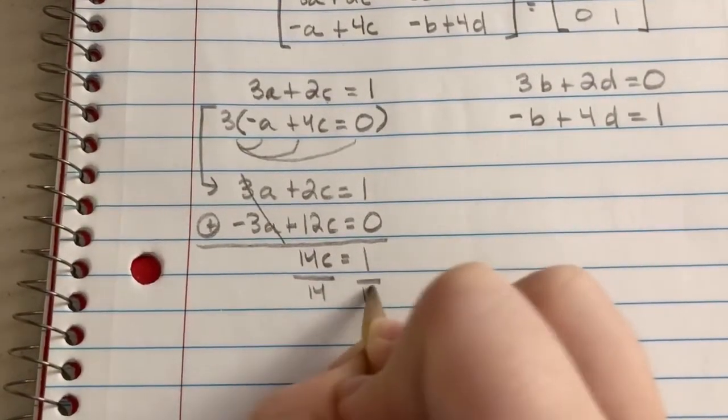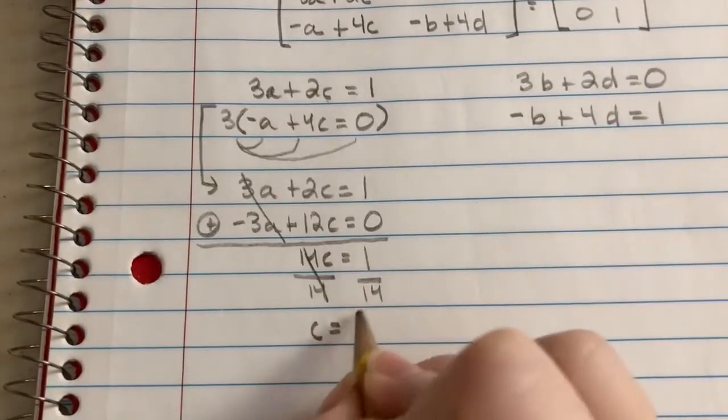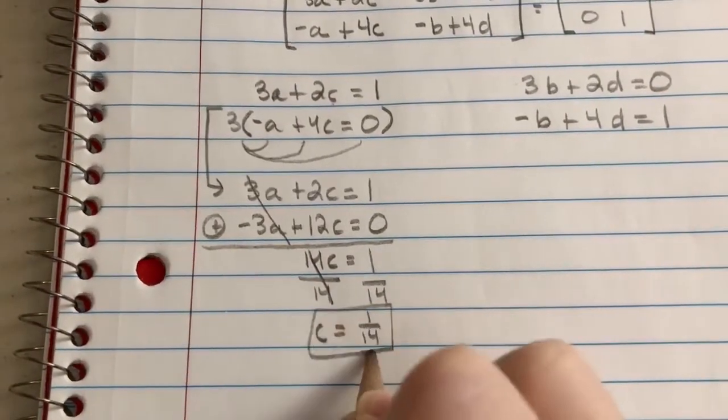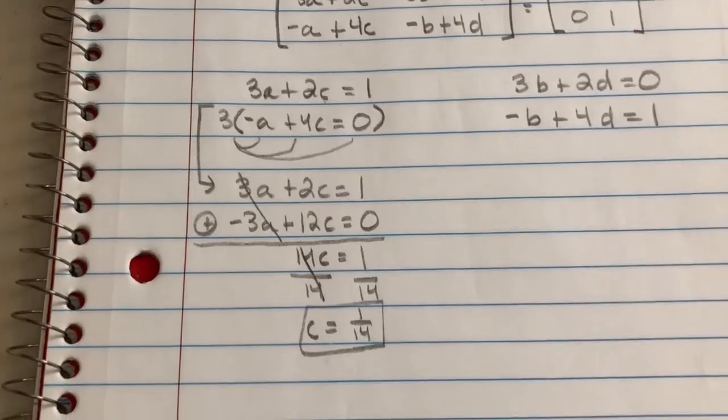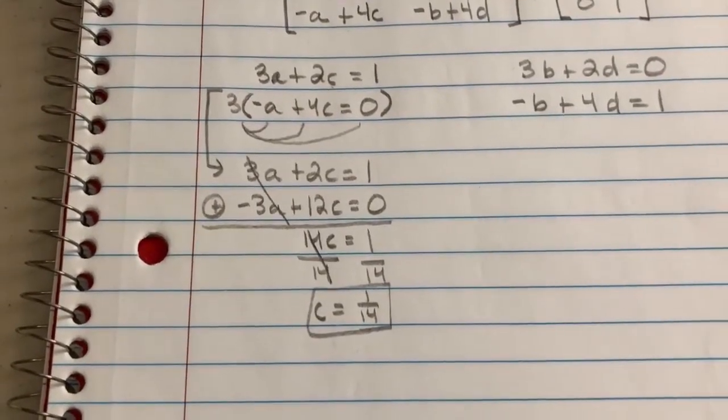So then when I go through and finish solving that, I should get that c is going to be equal to 1 over 14. So that gives me the value of one of the variables. I still need to find the value of a.